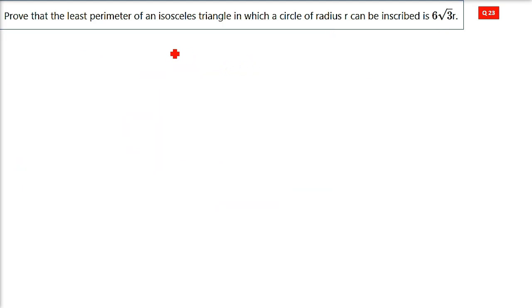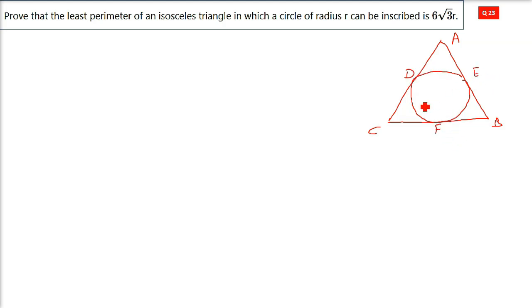Now the next thing comes, the property of the tangent. You have this triangle A, B, C, and this is the circle inside. This is your D, this is E, this is F. And please remember, this is not an isosceles triangle related or circle related question. This is basically a trigonometry and mensuration related problem, because there are so many things involved here.